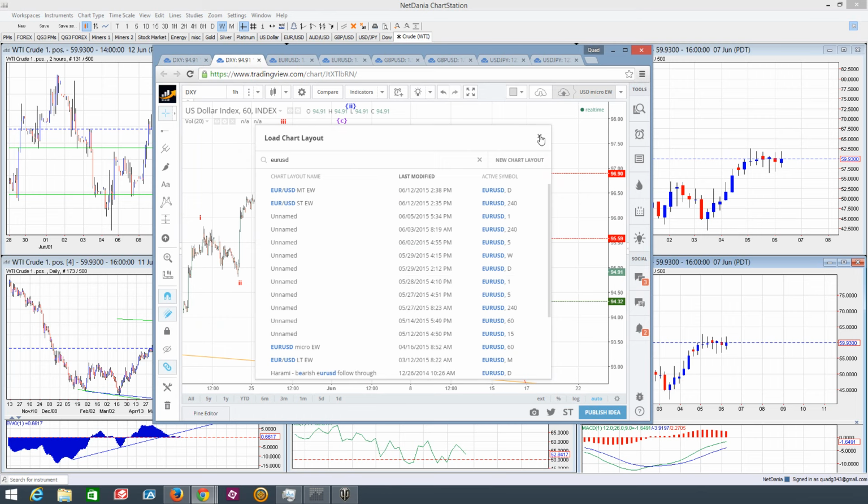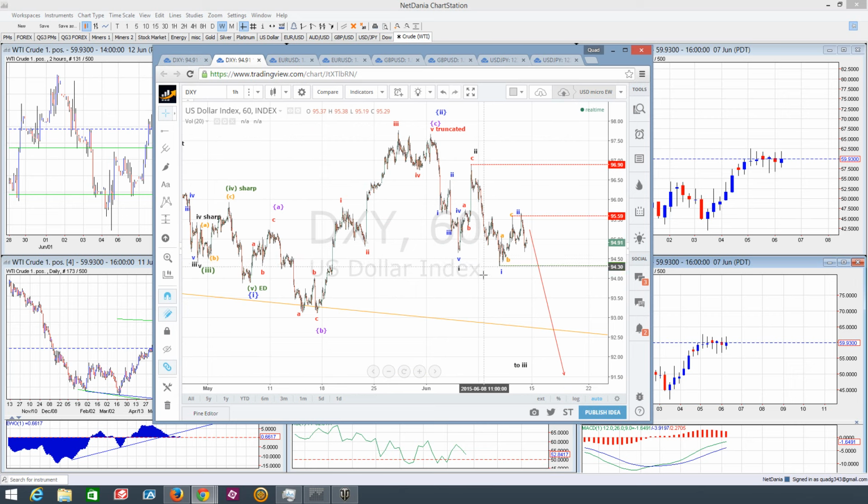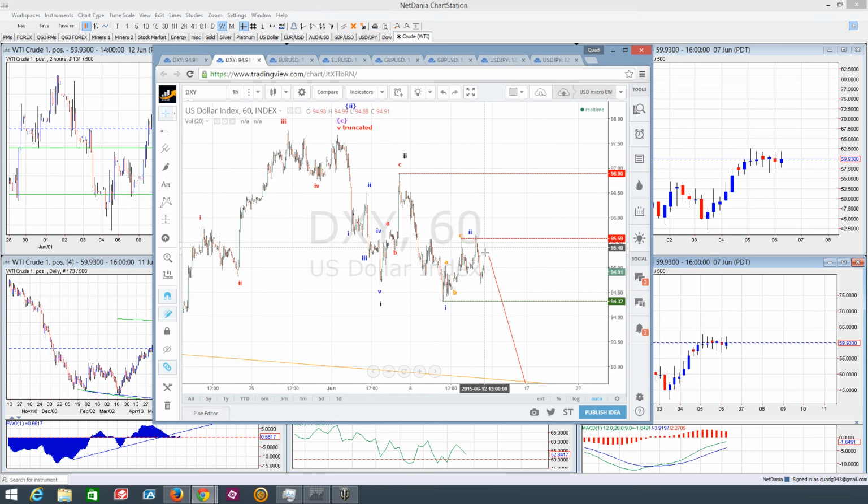And here's the shorter term count that I'm looking at. Here's wave 2, looks finished. And now we got sub 1, sub 2, sub 1, sub 2, looks finished. If this count is correct, we should start to see some selling off to the downside.